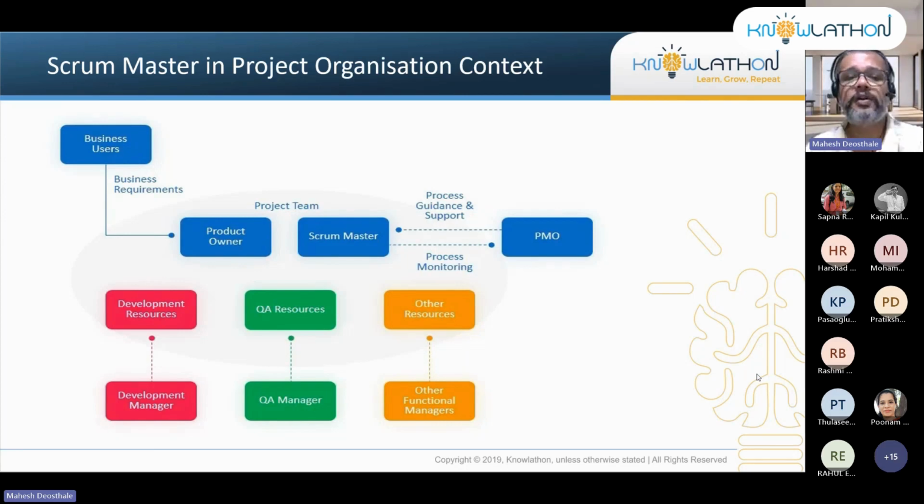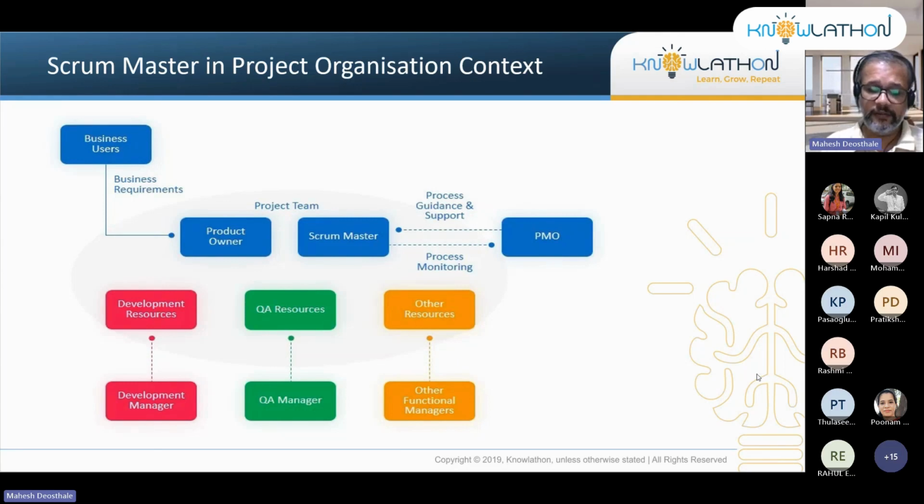The product owner is more closely associated with the business users, the business representatives. They get the business requirements, what the end user or client wants, and accordingly they create the product backlogs, as we call it in agile terms. And then there will be the development, QA, and other functional resources. It could be the DBA, architects, UI and UX experts, or even support teams like finance or admin teams. So this is where the Scrum Master sits in.